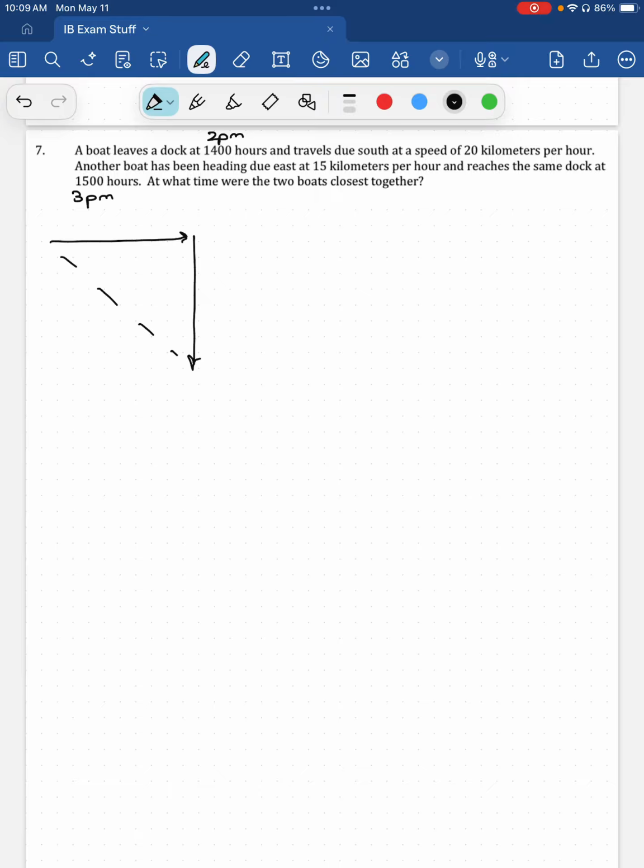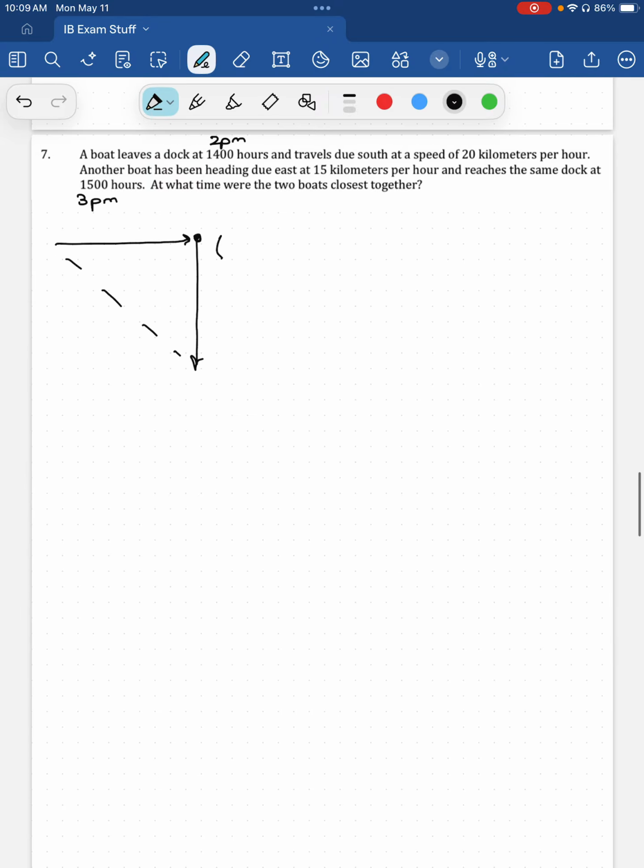So what I know is we're going to call this the origin. If this is the origin, this boat traveling south starts at the point 0, 0, and the y coordinate is going to change over time. It's going to change by 20 kilometers every hour. So in 1 hour, it'll be down at 0, -20. In 2 hours, it'll be down at 0, -40, and so on. So wherever it is when we're looking at it, it's going to be at the point 0 because it stays on the 0 for x, and -20 times however long it's been traveling south.